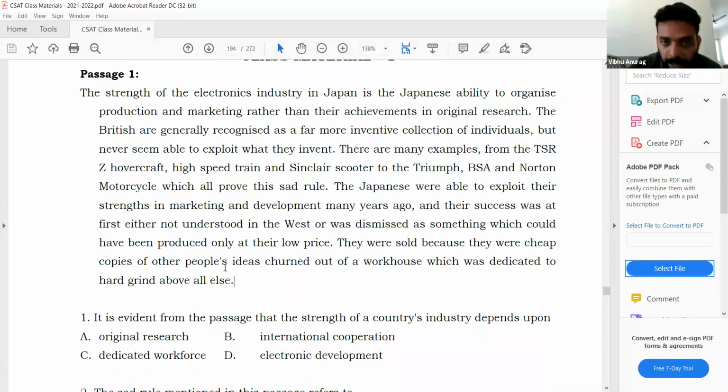Now, okay, any difficult words here? Anything you're not able to understand? Please ask in the passage itself. Any difficult words or anything that you're not able to understand in the passage? Okay. Now come to the questions.